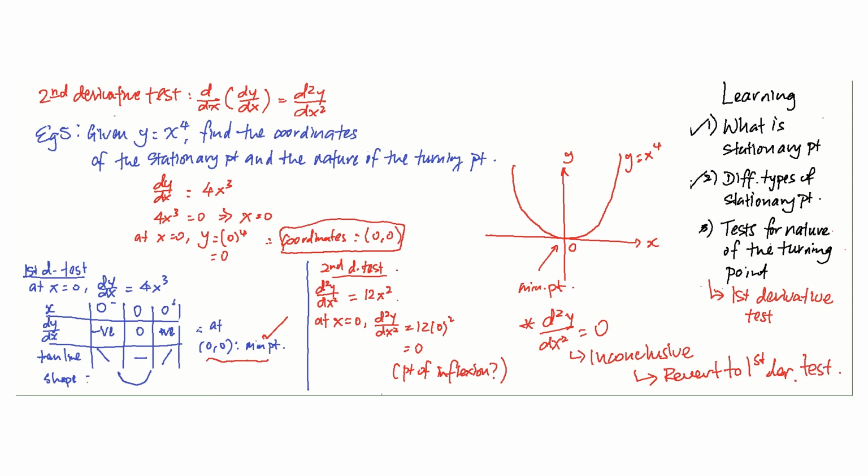All right, so ladies and gentlemen, please bear this in mind. If you were to use d2y over dx squared and you realize that the value equals 0, no choice, we've got to suck thumb and go back to using the first derivative test to help us determine whether it's a maximum point, a minimum point, or a point of inflection.